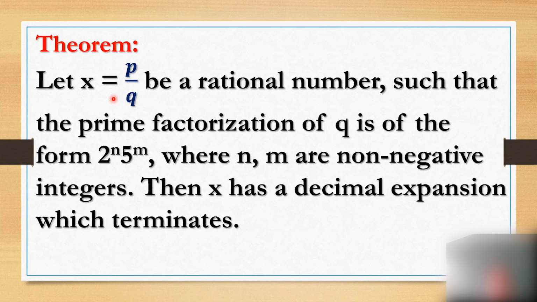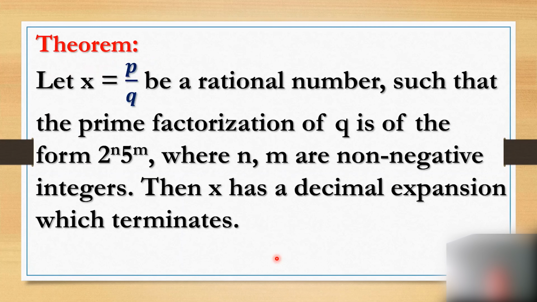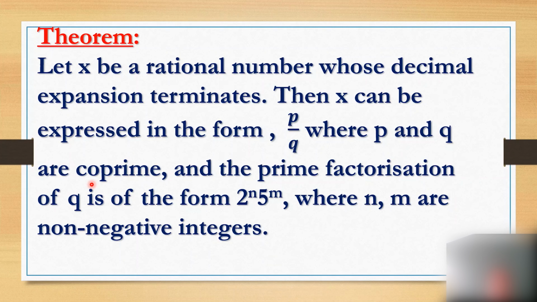Earlier we started with termination and we reached 2 raised to the power n into 5 raised to the power m. Now they are saying that if the denominator of the p by q form of a rational number is of the form 2 raised to the power n into 5 raised to the power m, where n and m are non-negative integers, then the decimal expansion of that number will terminate. The main point of this is: don't forget to convert the given number into its lowest form, as was clearly mentioned in the previous theorem also, that p and q are co-prime, meaning nothing should be common between p and q.